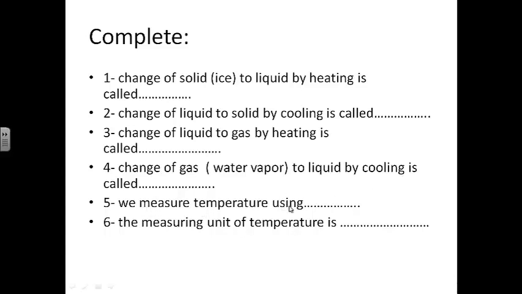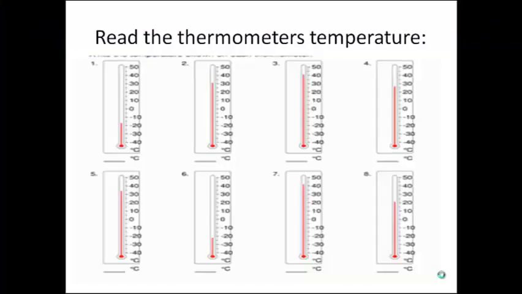We measure temperature using a thermometer. The measuring unit of temperature is Celsius. Read the thermometer's temperature. I want you to notice something. If the temperature is below 0, we must write minus next to it. Like here, for example, it's below 0. It's 20, so minus 20. Minus 20 Celsius. Here, above 0, it's 30 Celsius.